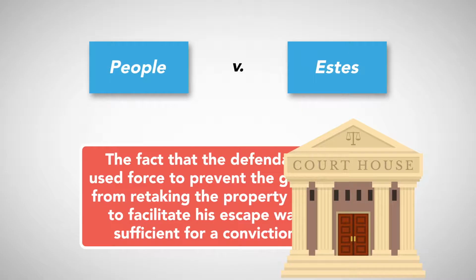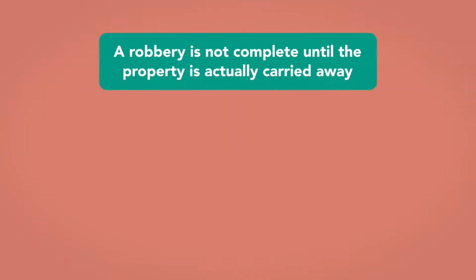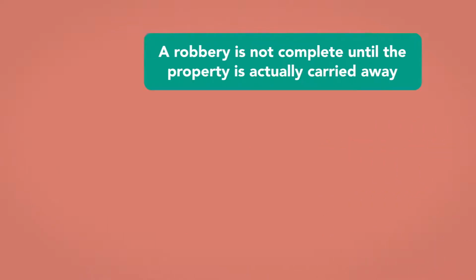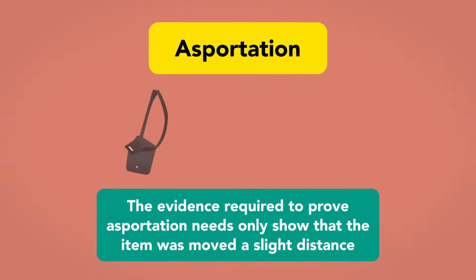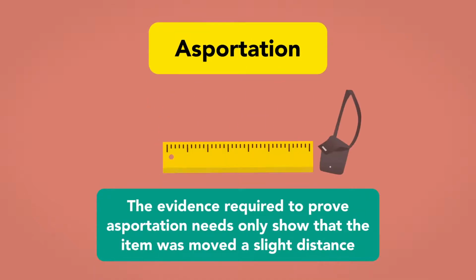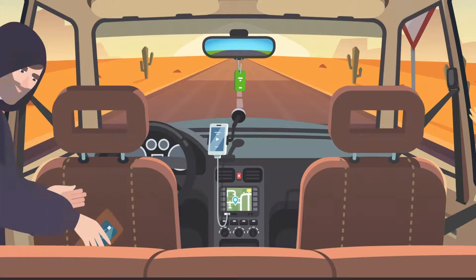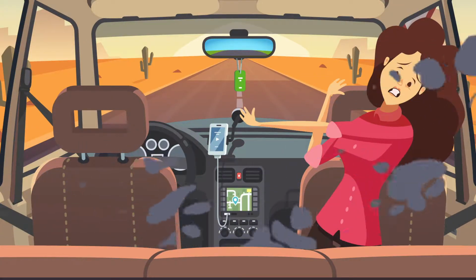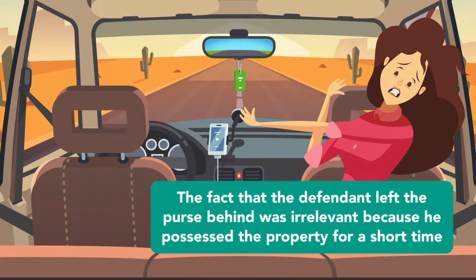Related to the idea that robbery is a continuous offense is the idea that robbery is not complete until the property is actually carried away. This element is known as asportation. However, the evidence required to prove asportation need only show that the item was moved a slight distance. For example, asportation will be proven if a defendant drags a victim into the back seat of an automobile, grabs her purse, and rummages through the purse before dropping the purse and making his getaway. The fact that the defendant left the purse behind was irrelevant because he possessed the property for a short time.